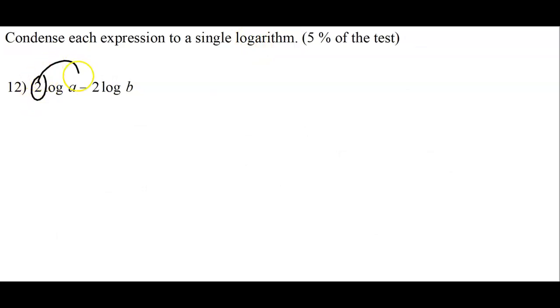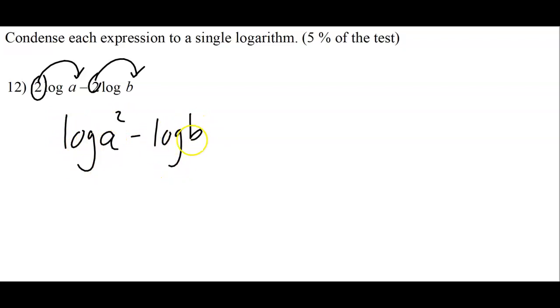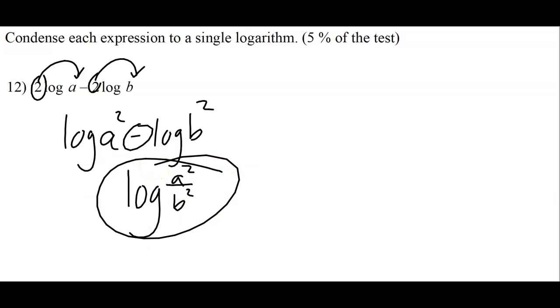For this one, I'm going to take the exponents and move them as powers onto the arguments. Next, since we're subtracting, we have a log property that says that those two logs can be combined into one logarithm where you divide the first argument by the second argument. And there's that. All right.